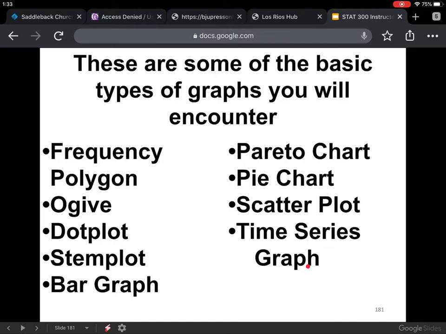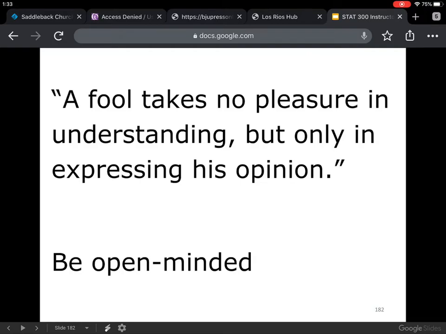This would be a good batch if you're exposed to. This would be good if you'd be able to read each one of these. The proverb for this section: a fool takes no pleasure in understanding, but only in expressing his opinion.